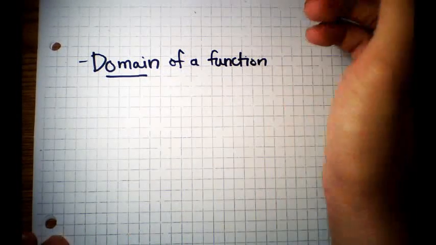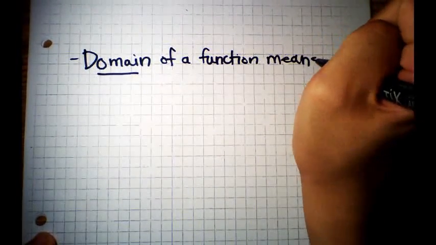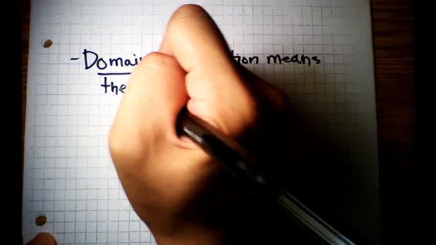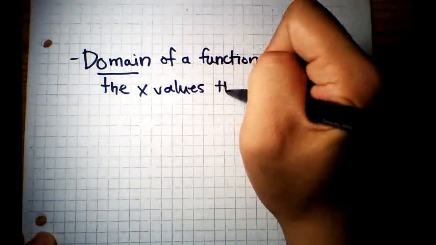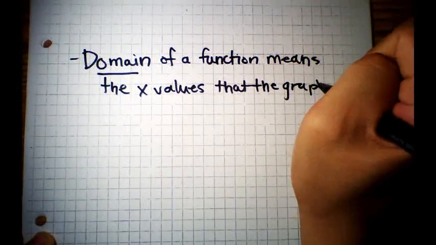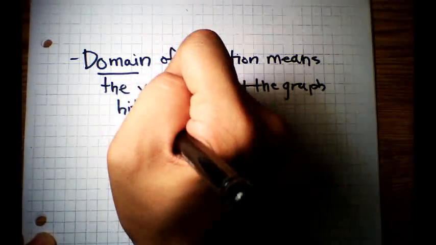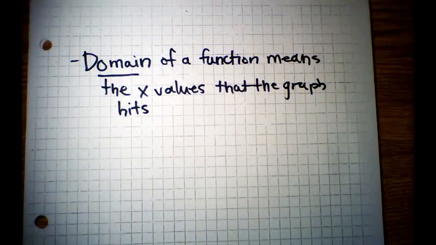Okay, so the domain of a function means the x values that the graph hits. So after we define a domain and then the steps for this one, we're going to go back to example number 1 for the graph.